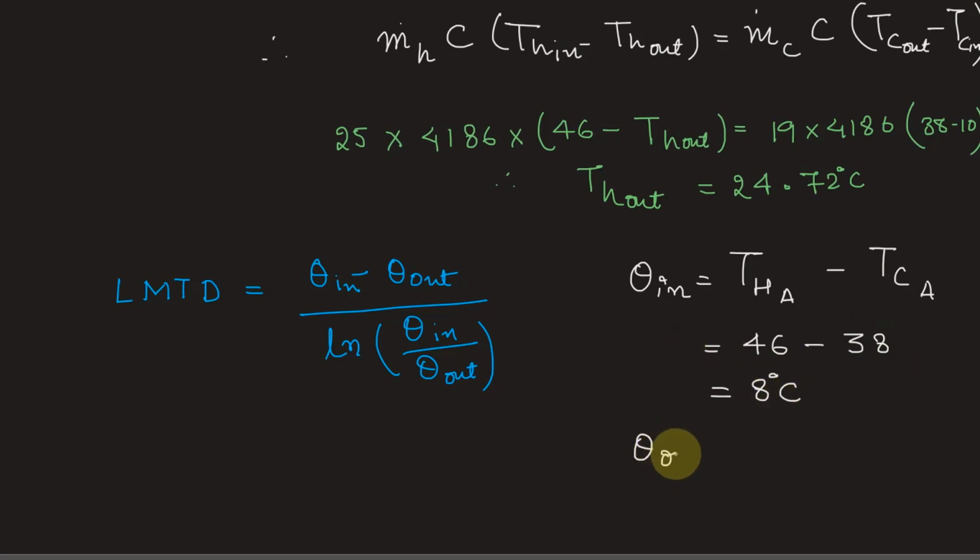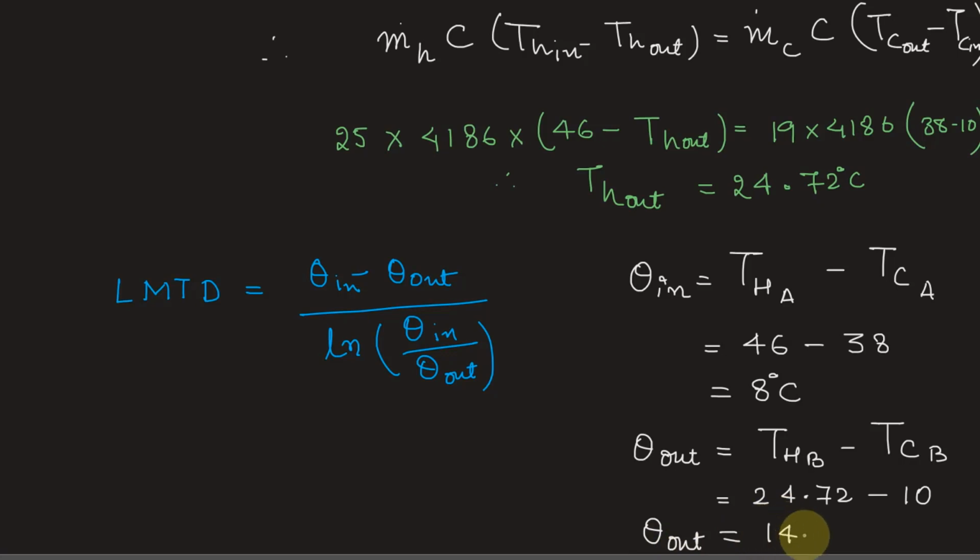And theta out will be equal to the temperature of hot fluid at B minus the temperature of cold fluid at B. The temperature of hot fluid at B means the temperature of hot fluid at the exit, which we have found to be 24.72 degrees Celsius, minus the temperature of cold fluid at B, which is the inlet of cold fluid, that is 10 degrees Celsius. So theta out will be equal to 14.72 degrees Celsius. Now we can calculate LMTD.